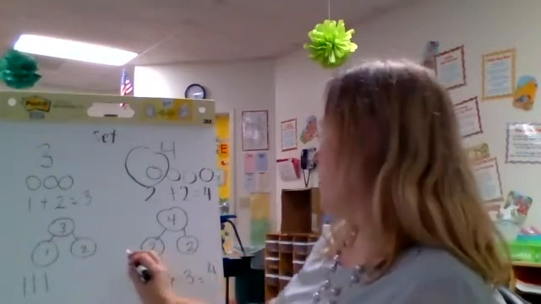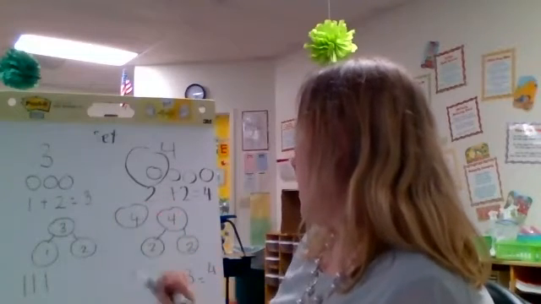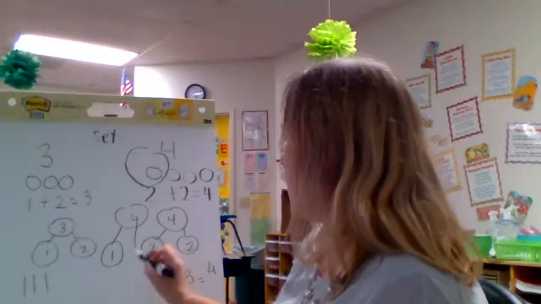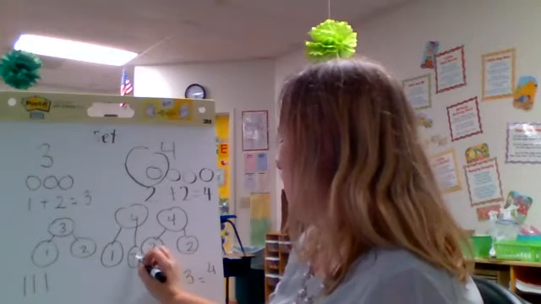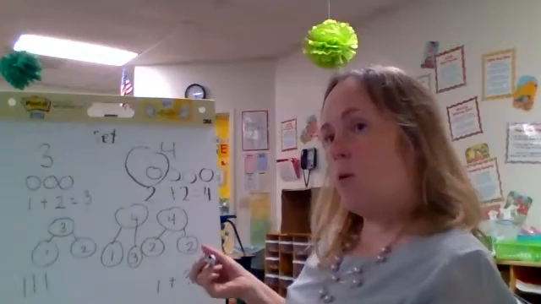So if we do a number bond like that, it would look like this. Still, we would have 4 at the top. And this time we would have a 1 and a 3. So we have here 2 different ways to make the number 4.